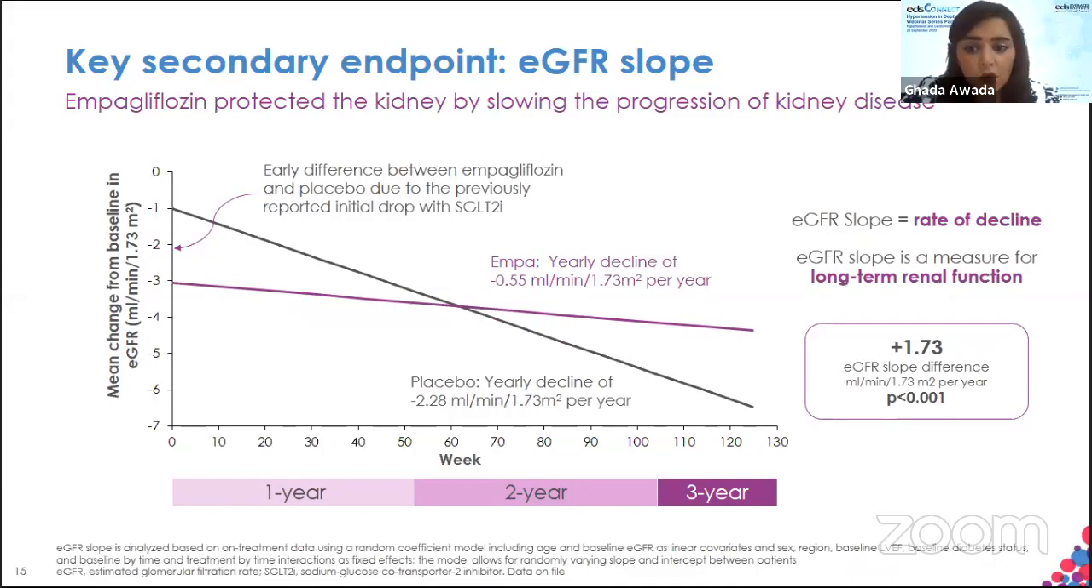For the eGFR slope, there was a 1.73 additional value for empagliflozin versus the placebo, with the eGFR slope difference per year significant with a 0.01 p-value, sorry. So the long-term renal function is preserved for heart failure patients regardless of diabetes with empagliflozin versus the placebo.